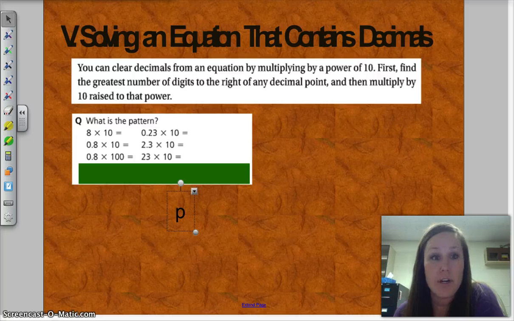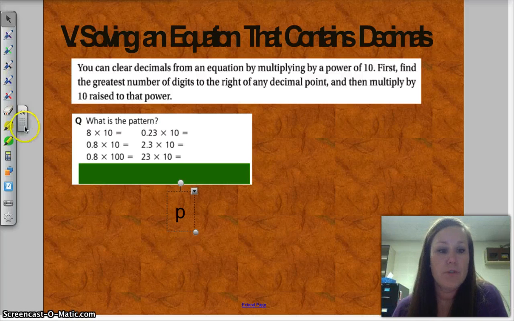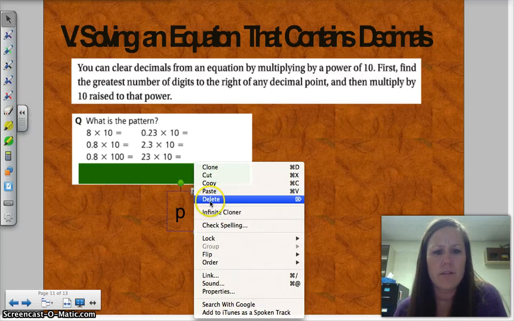All right, so the last part is solving an equation that contains decimals. You can clear decimals from an equation by multiplying by a power of 10. First, find the greatest number of digits to the right of any decimal point and then multiply by 10 raised to that power. So, I don't know what this p is doing here. Let's get rid of him.